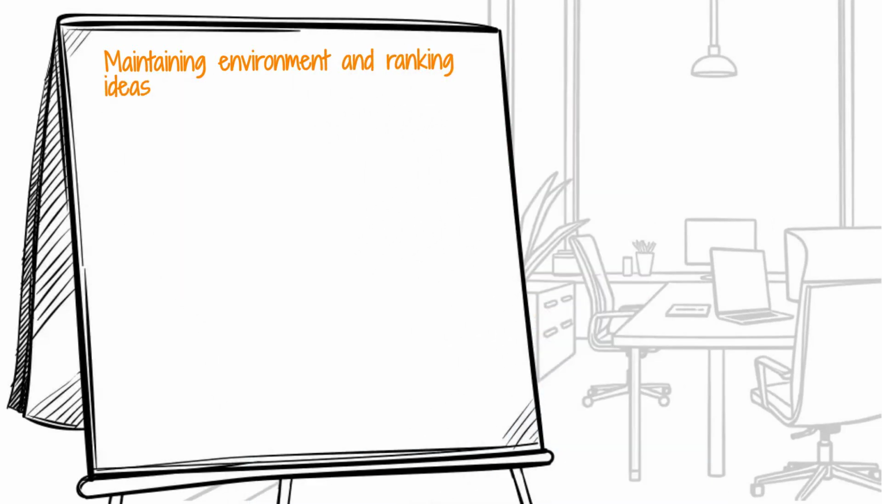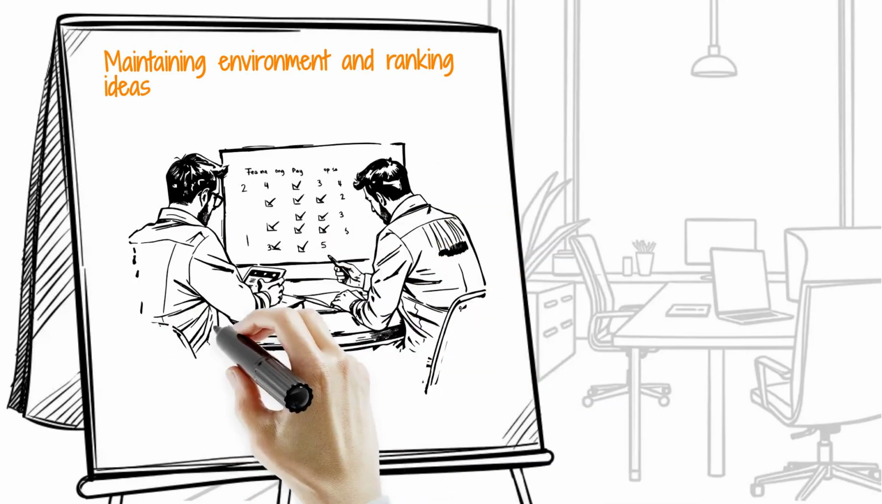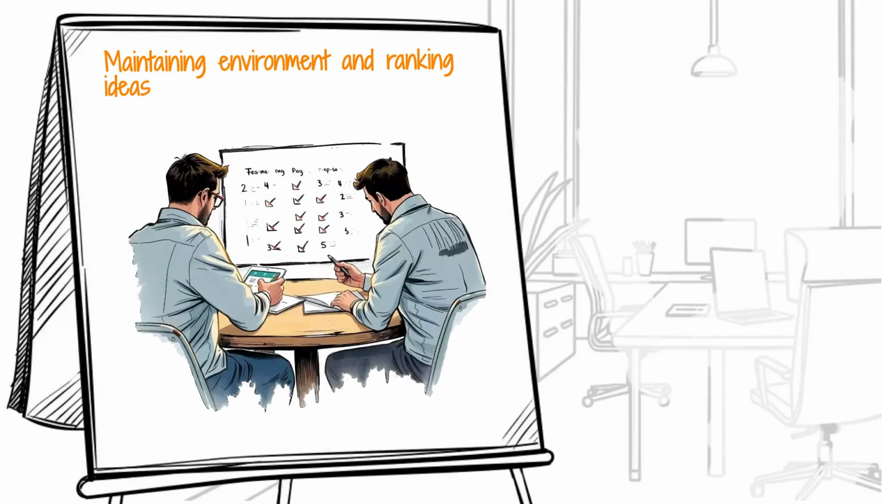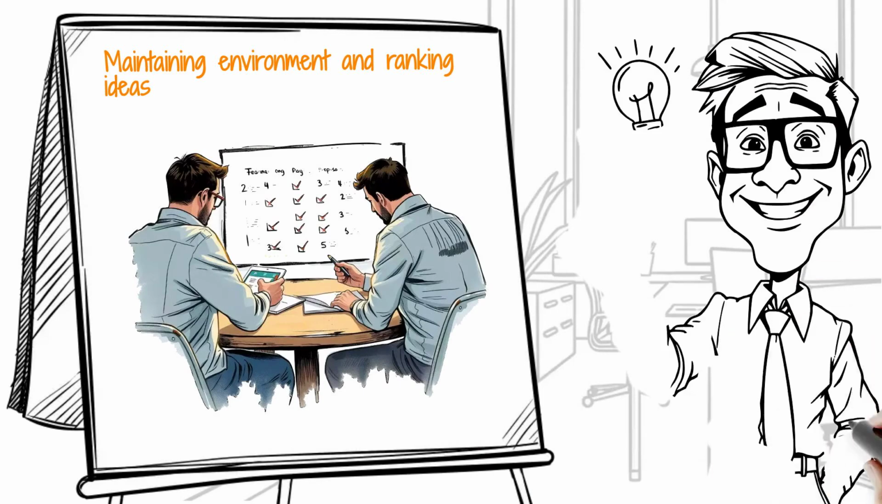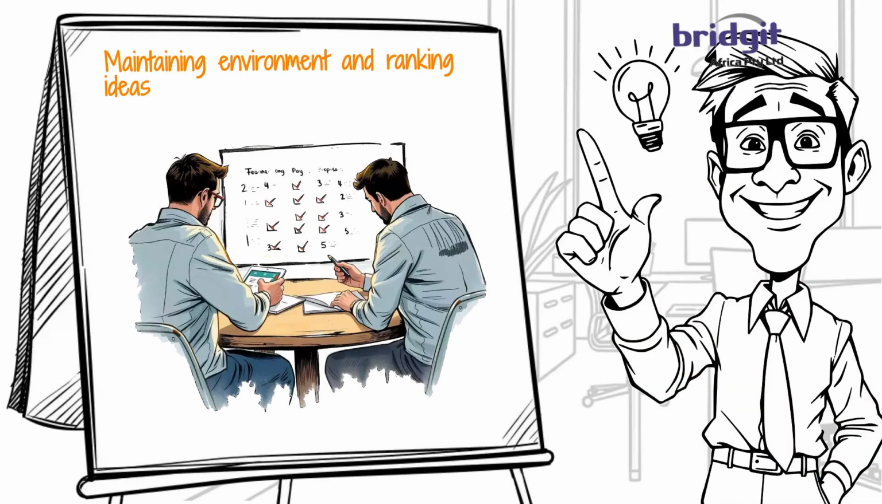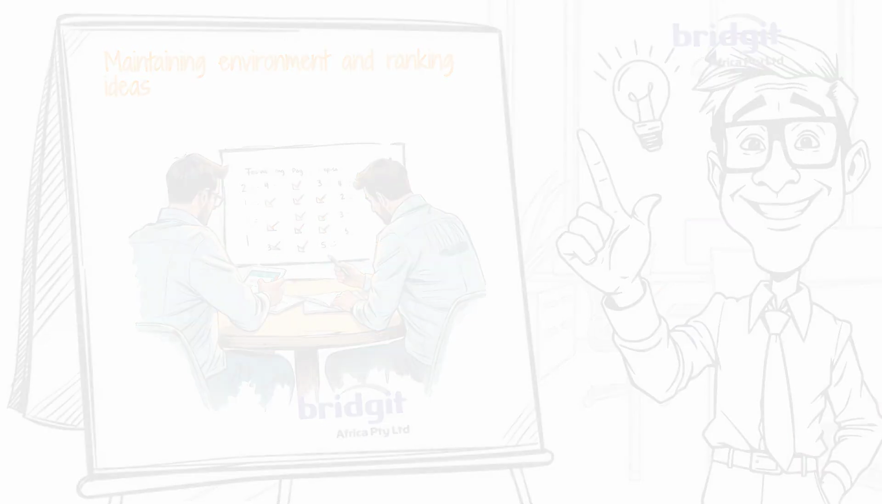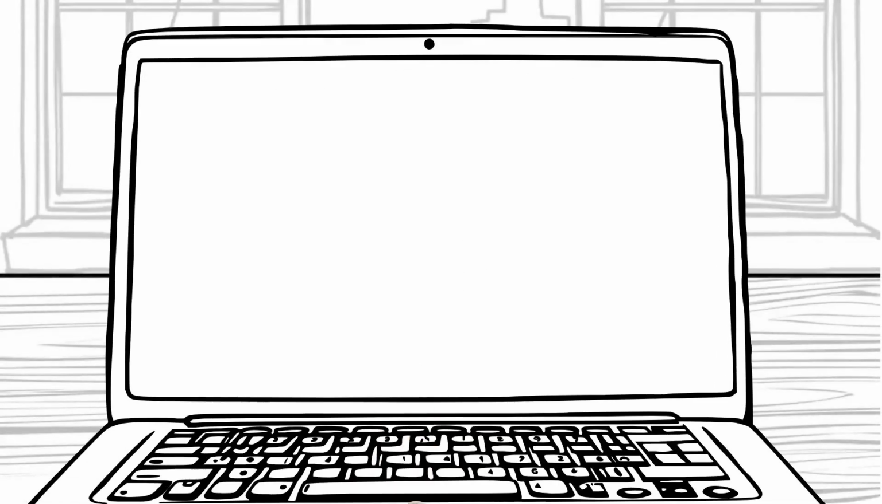The next step involves ranking the ideas. Each participant privately ranks the ideas based on their preference or perceived importance. The rankings are then aggregated to identify the most favored solutions. This step not only democratizes the decision-making process, but also quantifies qualitative insights.